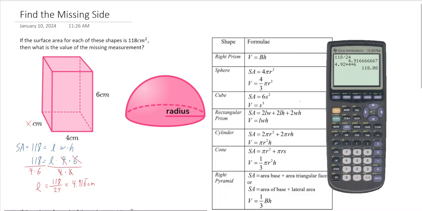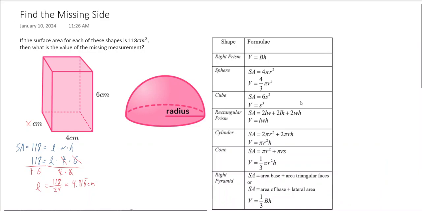Okay, let's try it again with the hemisphere. So I'm going to pause the video now. You try it out. Okay, go ahead and see if you got the same answer that I did. So we know the surface area is 118. But what is the surface area of a hemisphere? Well, it's going to be half of the surface area of a regular sphere. But a regular sphere doesn't have a circle included, so we actually need to also add a circle.